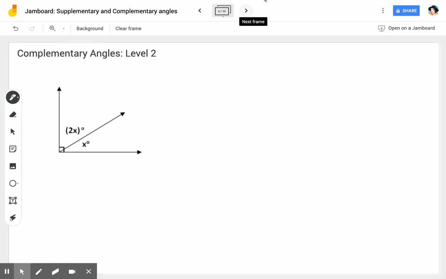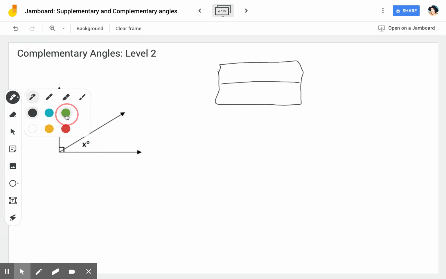Okay, so these are the level ones because they're just most likely going to have an x. They won't have too many variables in them. The level twos will have more variables and they won't have directions. Like they won't tell you that these are complementary angles. However, how do we know that these are complementary?